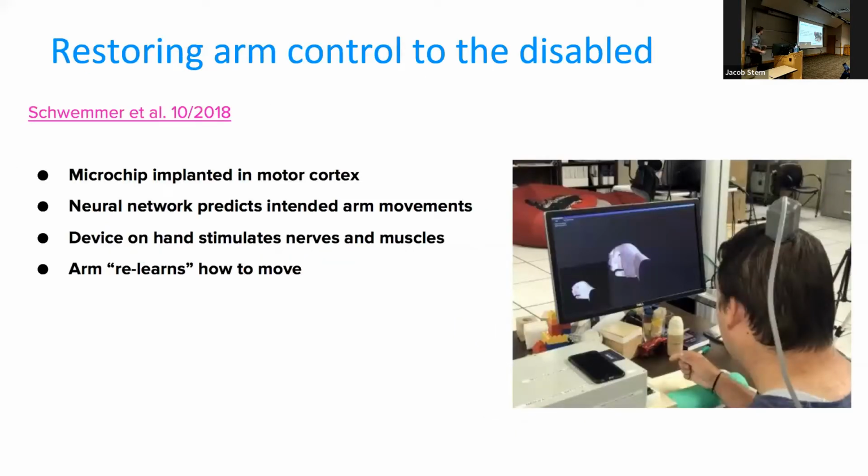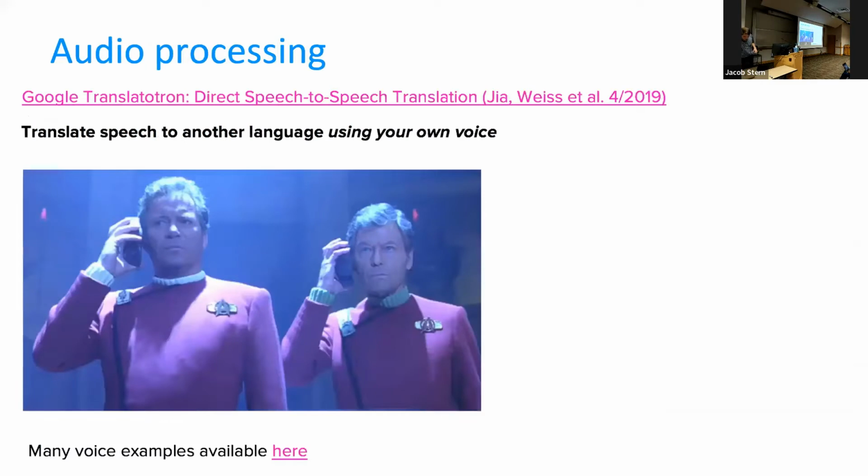Here's another great AI for good application. This is a model that was trained to detect stimulation from nerves and return stimulation in a way that teaches limbs to move again. This is kind of a fun model. I'm not sure if we have a demo, but basically you can translate speech to another language, but in your own voice instead of in some sort of robot voice. So kind of fun. So sci-fi becoming reality.